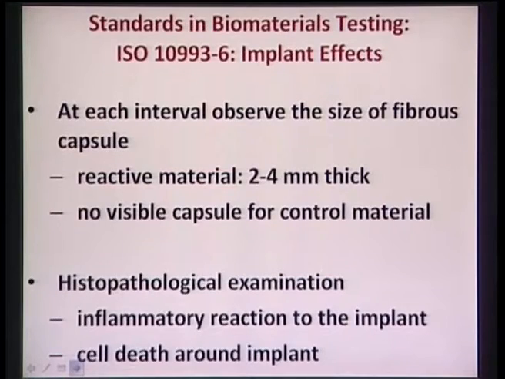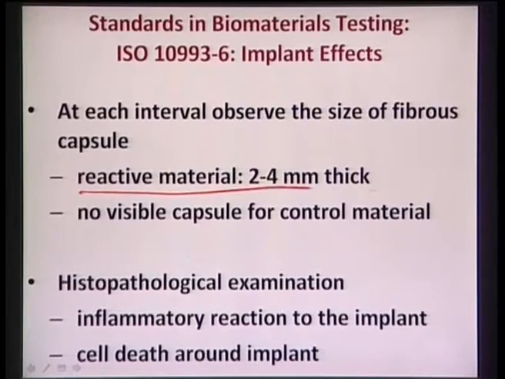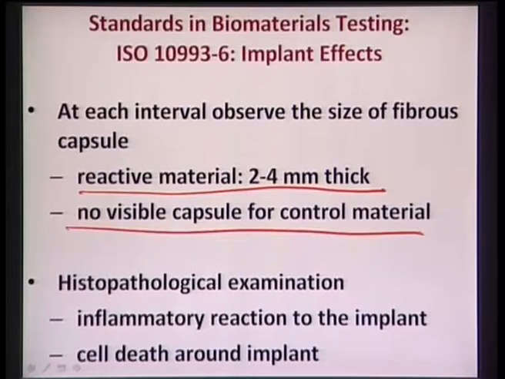Now, at each interval, what would be the interval that you will be observing? That depends on whether it's 1 week, 4 weeks, 8 weeks, 12 weeks, or it will be 1 week, 4 weeks, 12 weeks. Now, this reactive material is typically 2 to 4 millimeter thick. What is reactive material here? That is the material and the tissue surrounding, just adjacent to the material, and there is no visible capsule on the control material.